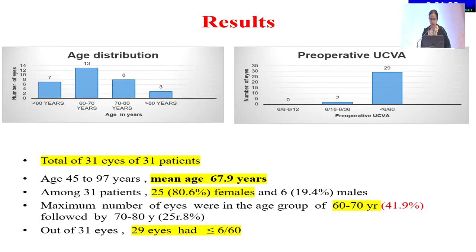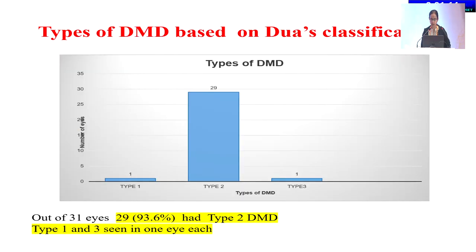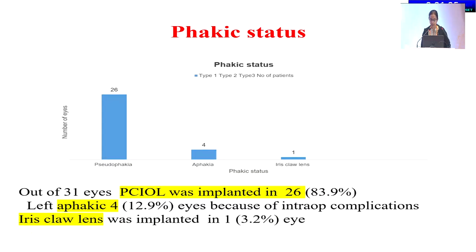Coming to the results, a total of 31 eyes of 31 patients were included. Mean age was 67 years. Among them, 80% were females, and the maximum number of eyes were in the age group of 60 to 70 years. Out of 31 eyes, postoperatively they had uncorrected vision less than 6/60. Maximum number of eyes had mature cataracts followed by NS2, and maximum number of eyes had good pupillary dilatation of 8 mm. Types of DMD among 31: 29 eyes had type 2, and type 1 and 3 were seen in 1 eye each. Out of 31, PCIOL was implanted in 26 eyes, and 4 were left aphakic because of intraoperative complications, and an iris claw was implanted in 1 eye.